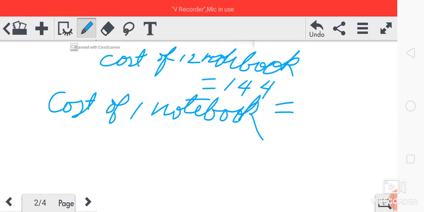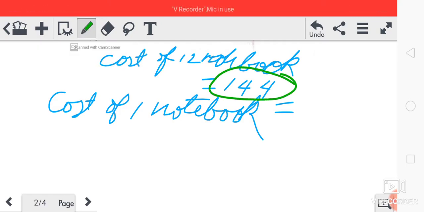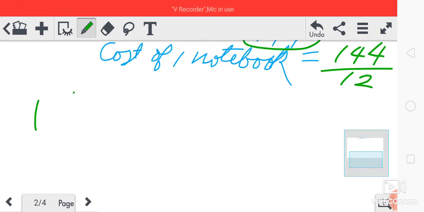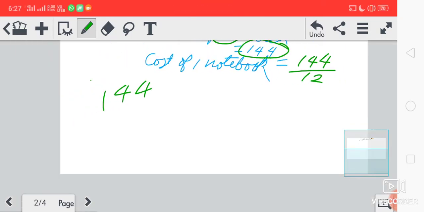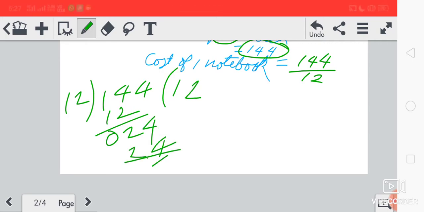So how will we find the price of one notebook? Price of total notebooks divided by number of notebooks. How many notebooks are there? 12. So we'll divide it. 144 divided by 12. Now you can divide 144 by 12. So how much will you get? 12 1s are 12. 4 minus 2 is 2, 1 minus 1 is 0. Now this 4 will come down. 12 2s are 24. So how much are we getting? 12. So we'll write, cost of one notebook is 12 rupees.